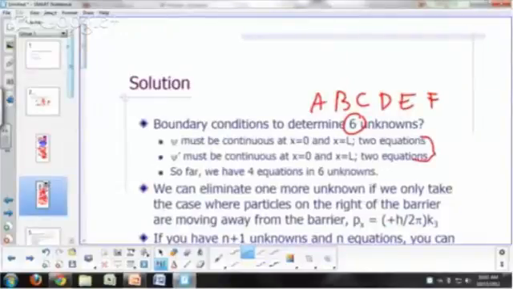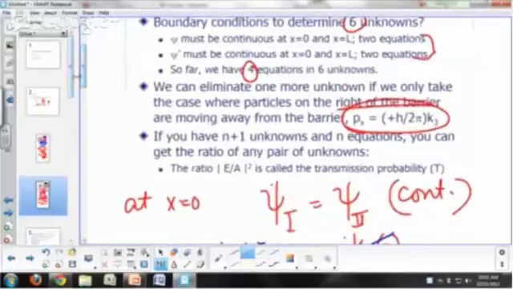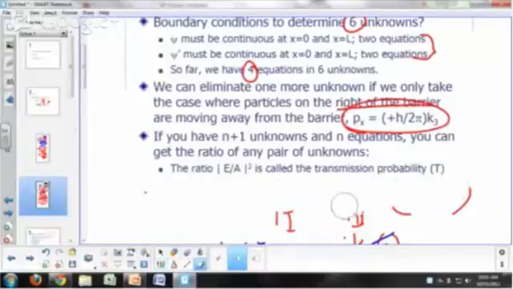All right. So anyway, with those 4 equations, you still need 2 more, right? Because you have 6 unknowns, so you need 6 equations. So far we have 4 equations in 6 unknowns. We can eliminate 1 more unknown if we just take the situation where all the particles that happen to be to the right of the barrier are moving away from that barrier. So we're going to insist that the momentum p sub x is going to be h bar k3, or positive h bar k1, on the right side of the barrier.